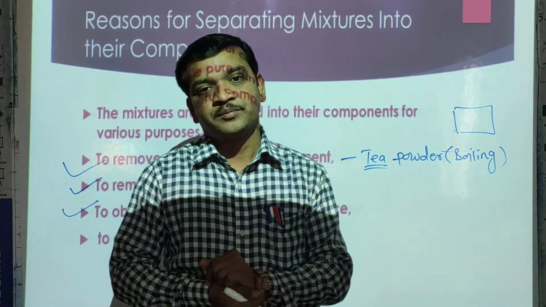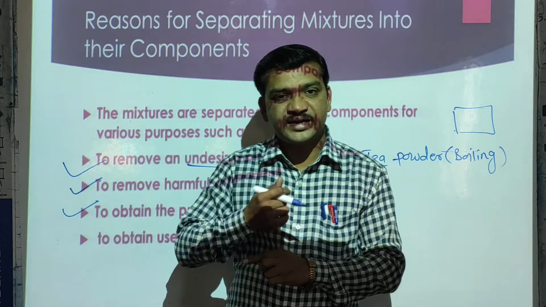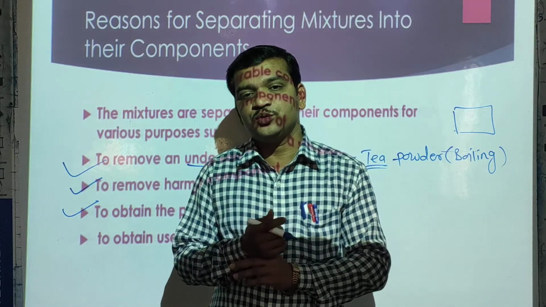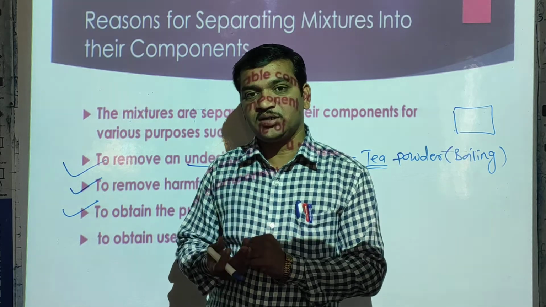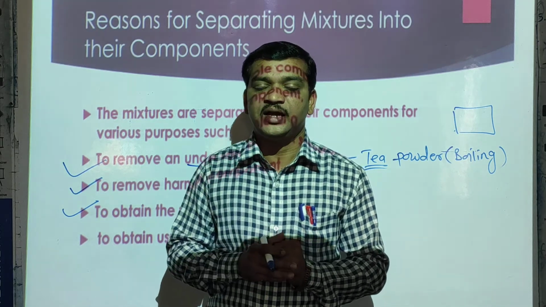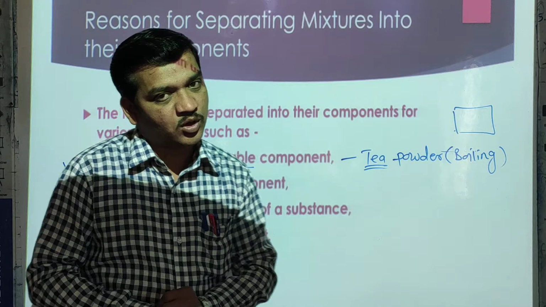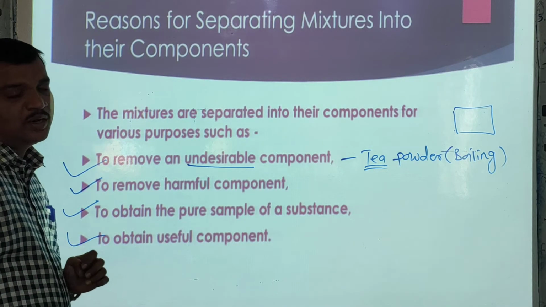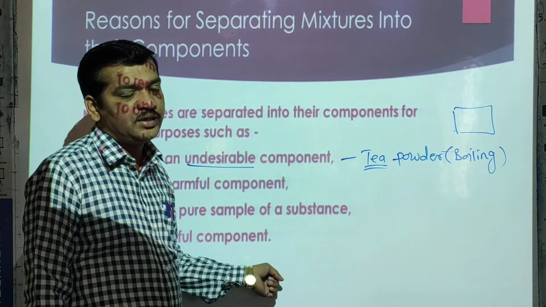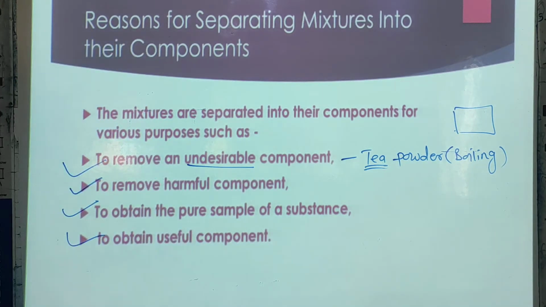You know the filtration method. So the filtration method is used to remove the impurities present in water with the help of a filter, and then we get the pure water. Okay. Next one, to obtain the useful components also. Okay. So these are the reasons for separating the mixtures into their components.